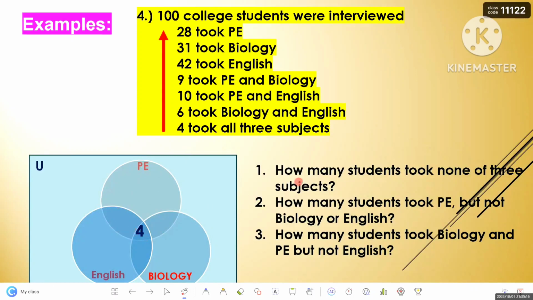Kasi lahat kinuha niya yung 3 subject. So, check na natin itong number 4 o yung nasa ilalim. Next is 6 students took biology and English. Itong English, itong biology. Meron na tayong 4. Ilan na lang matitira? 6 minus 4 is 2. That's correct. Kasi nga, 6 ang hinahanap natin. Mayroon na tayong 4.